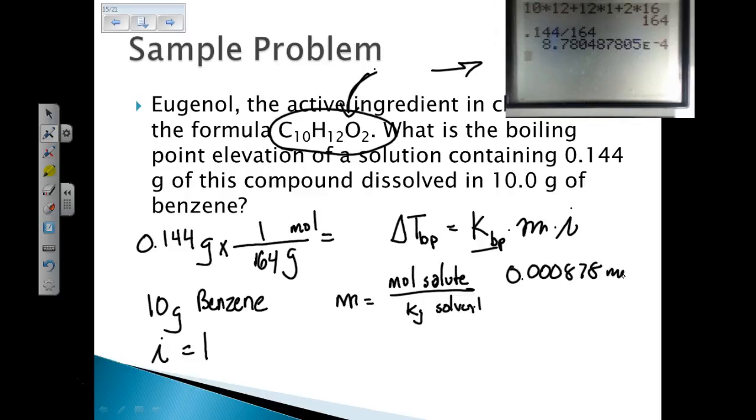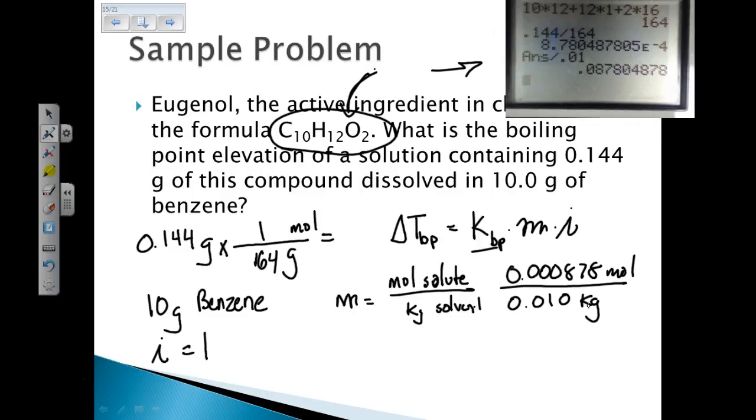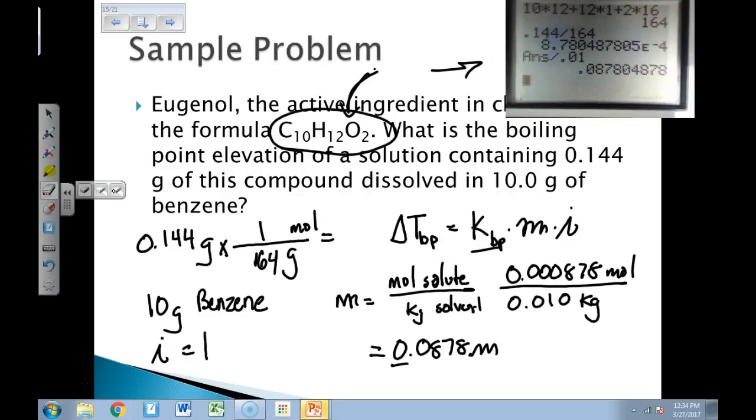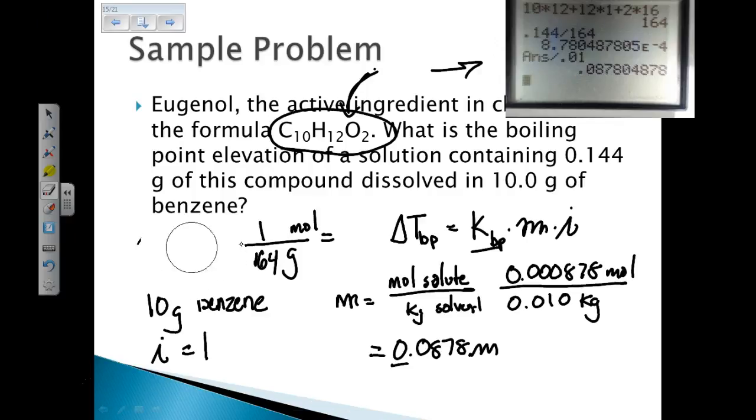So now moles of solute, 0.000878 moles over kilograms of solvent. Well, that's going to be 0.010 kilograms. So I'm going to take that and divide that by 0.01, and that's going to make that a little bit bigger. So the molality now is equal to 0.0878 molal. Now a couple of things. Just keep in mind that I'd like to see those leading zeros in there. So now we need some space now that we're ready to plug and chug in here.